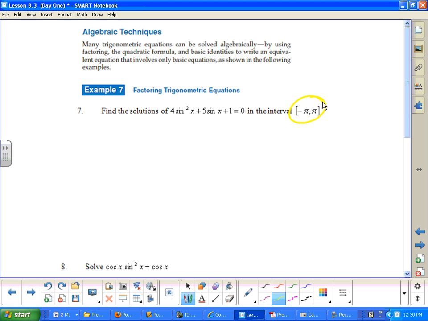So first thing we need to do is factor. And this is a situation where substitution will help you with factoring. So what we can do to start with is let u equal the sine of x, or whatever variable you want. So now we have 4u squared plus 5u plus 1 equals 0. So it makes the factoring easier without sine in there.